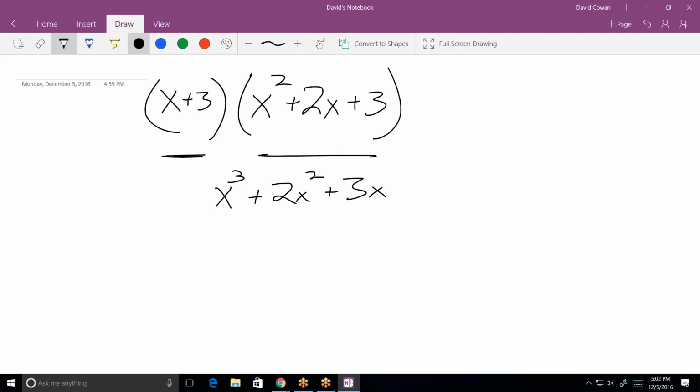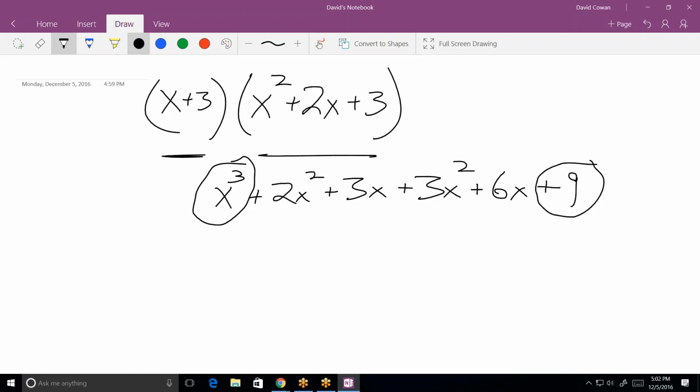And then you distribute the 3, and you'd get 3x squared plus 6x plus 9. Okay. Notice one thing about this. You only have one of those terms, and you only have one of those terms. The middle can be combined. So we don't have to search for any more x cubes. We know we only have one of those.